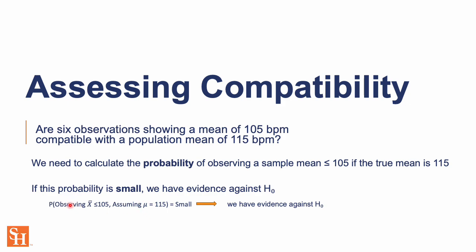Now we are calculating the probability of observing x bar, which is the sample mean, less than or equal to 105, assuming our null hypothesis is true, right? And if this probability is small, that means we have evidence against the null hypothesis. That means our assumption about the null hypothesis might not be true, since this probability is small. So we say we have enough evidence against the null hypothesis. I think now it is clear to all of you the concept or idea behind the test of hypothesis.